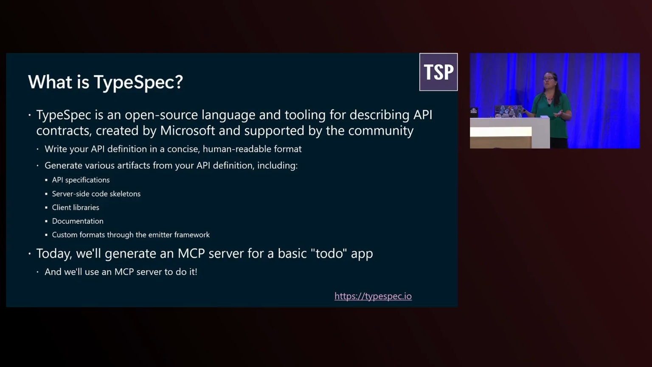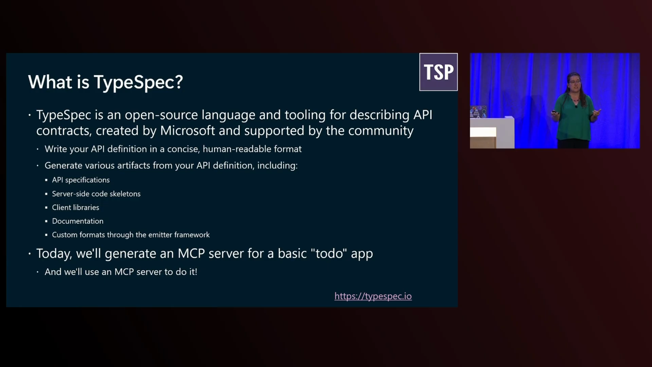Now, I mentioned that we're going to use TypeSpec to run our MCP server. TypeSpec is an open source language and tooling that Microsoft has created and the community supports that helps you create an API easily readable for your service. You write it in a concise, human-readable format. If you're familiar with OpenAPI and trying to write those API specifications, this is a much higher level, simpler language.